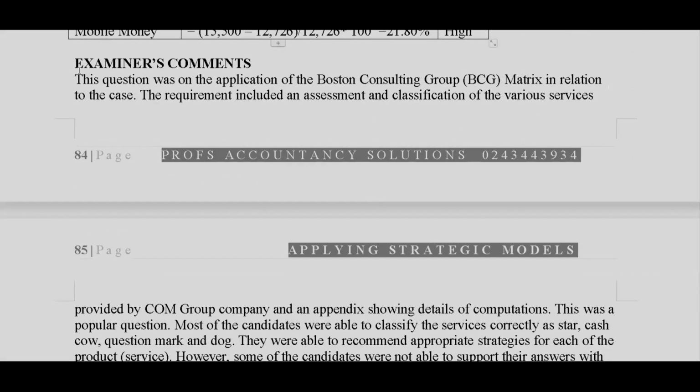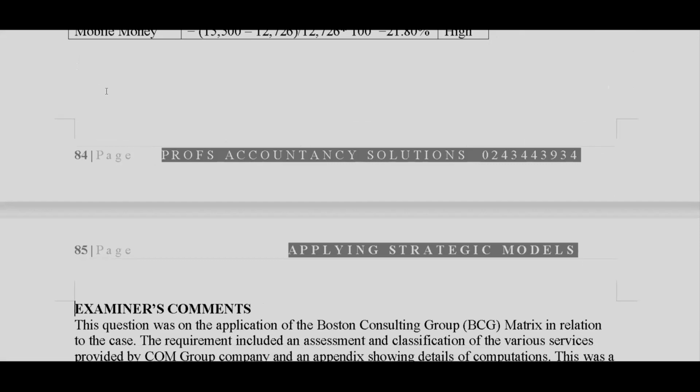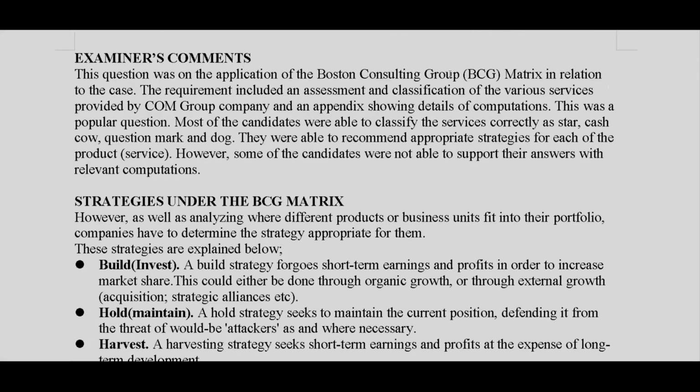And then let's look at the examiner's comment. What did the examiner say about this question? What was the performance of students? He said, it was the application of the BCG, and the requirement included an assessment and classification of the various services provided by Com Group and an appendix showing details of computation. This was a popular question. Most of the candidates were able to classify the services correctly as star, cash cow, question mark, and dog. They were able to recommend appropriate strategies for each of the products or services. However, some were not able to support their answers with relevant computation.